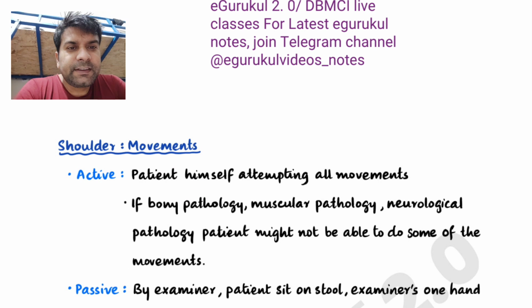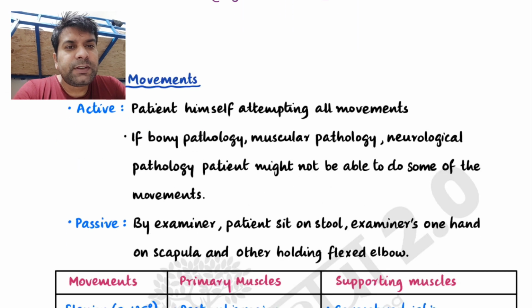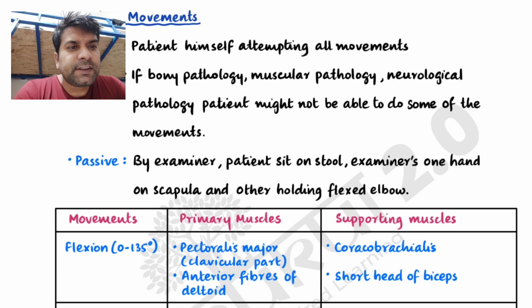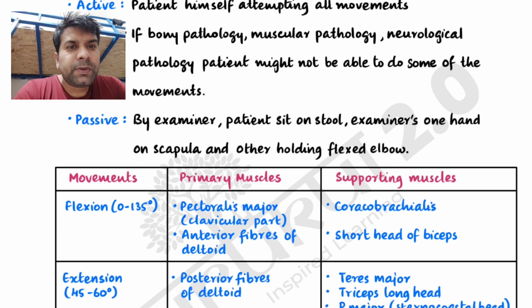Shoulder movement, active or passive. For active, patient himself attempts all movements. If bony pathology, muscular pathology, neurological pathology, patient might not be able to do some of the movements. For passive, by examiner, patient sits on a stool, examiner has one hand on the scapula and the other holding the flexed elbow. Movement, primary muscles and supporting muscles.